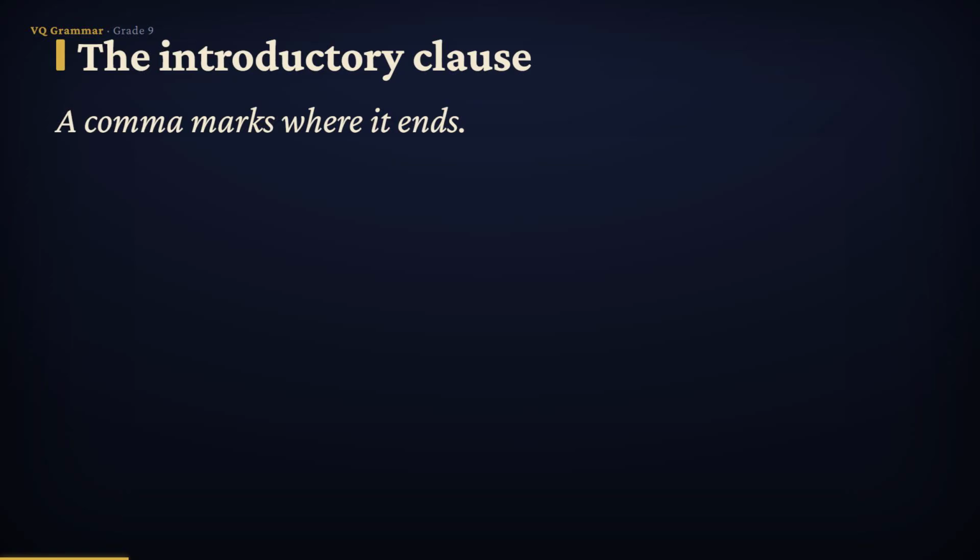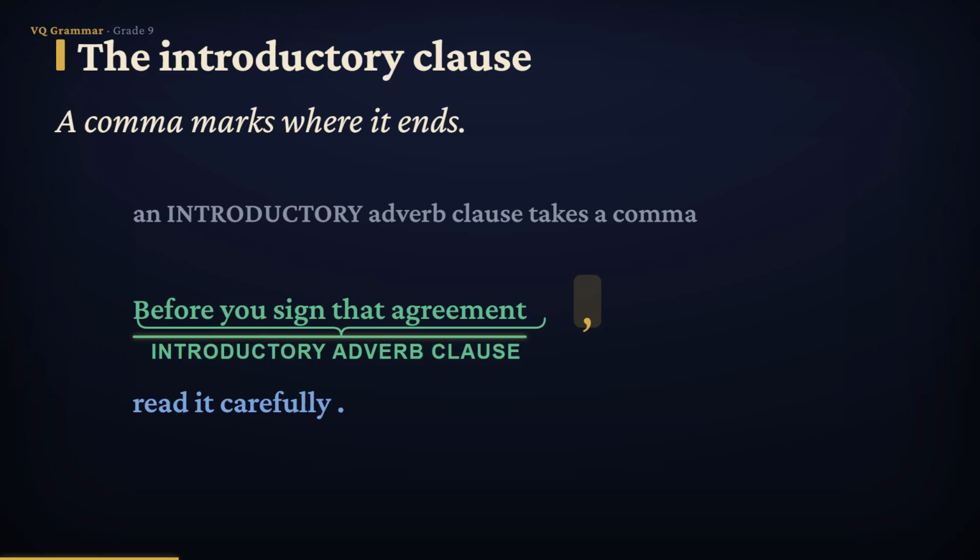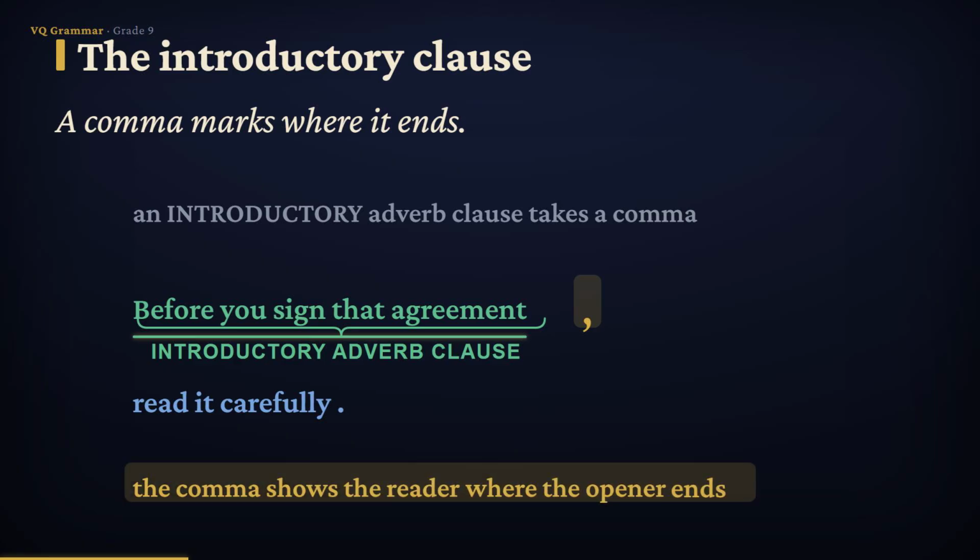Let's start with the clause that leads. When an adverb clause opens the sentence, we call it an introductory clause, and it always takes a comma after it. Watch. Before you sign that agreement, read it carefully. That opening piece, before you sign that agreement, is the introductory adverb clause. It sets the stage. Then comes the comma, marking the boundary, and after it, the main idea. Read it carefully. That little comma does real work. It shows the reader exactly where the opener ends and the main sentence begins, so nothing runs together.